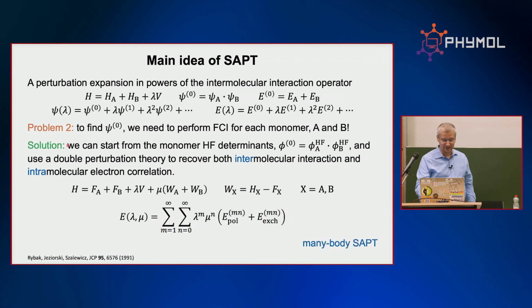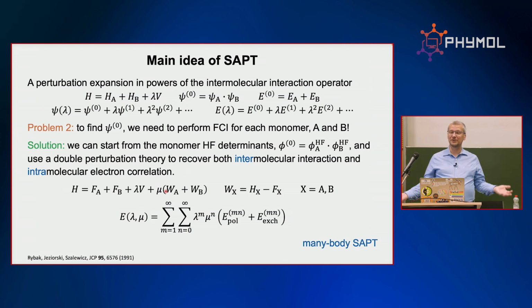And we write down the Hamiltonian as the sum of monomer Fock operators. Well, that's a good zeroth order Hamiltonian because we can solve it. We can get all of the occupied and virtual orbitals for A and B. And now we have two perturbations. One of them is the same as before. That's the intermolecular interaction. And the second one is the sum of whatever we're missing in the Fock operator, which is formally called the Møller-Plesset fluctuation potential. That's the same perturbation as you have in your MP2 or higher-order MP for each molecule. So that's the effect responsible for intramolecular electron correlation.